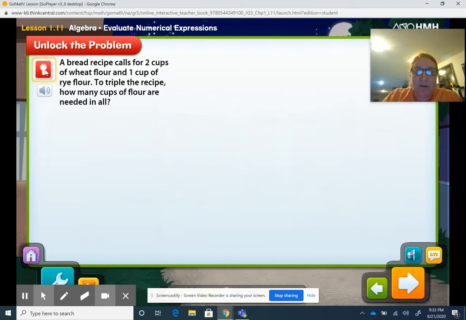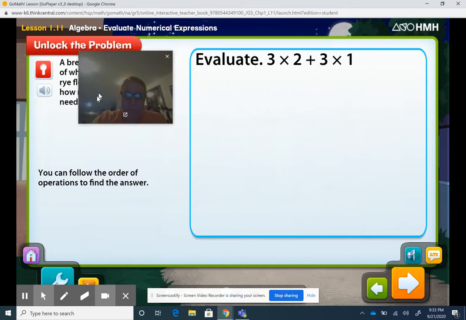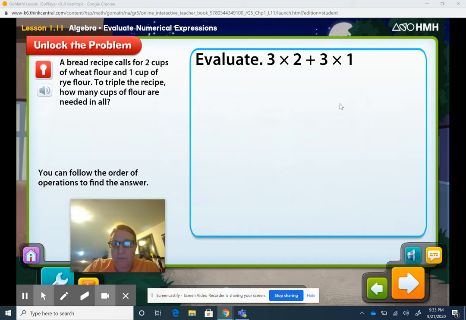mean? If you think of triplets or the prefix tri, tricycle, it means 3. So instead of just 1 loaf of bread here, we want to make 3 loaves of bread. So we have to triple the recipe. You can follow the order of operations to find the answer. Let's write an expression to help us solve this problem. So evaluate the expression 3 times 2 plus 3 times 1.